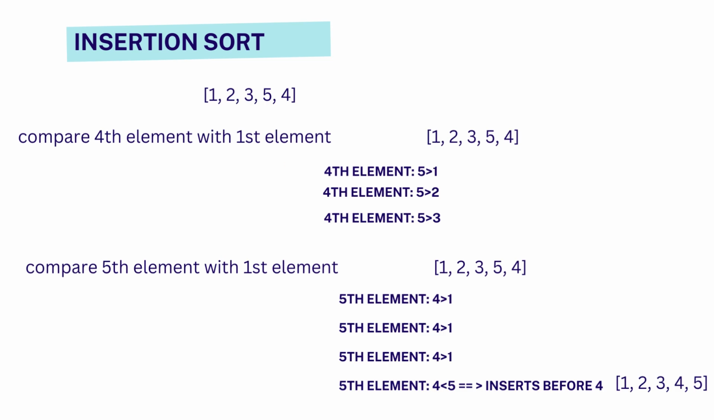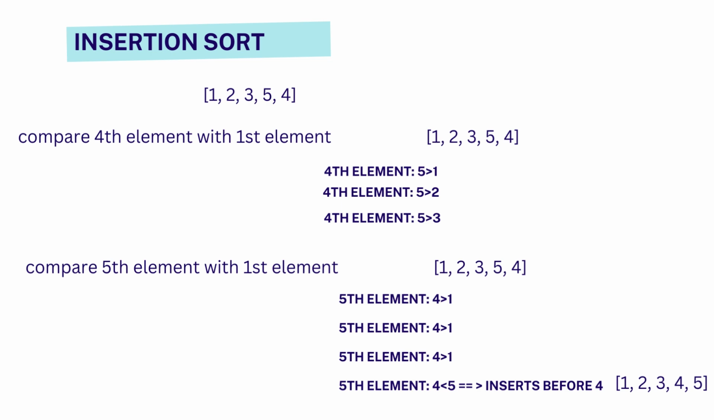This time we move on to the fourth element, which is now 5. When we compare 5 with 1, 5 is still bigger. So we move on to compare it with the second element, 2 and 5. 2 is still smaller. Then we compare with the third element, 3 and 5. 5 is still bigger. So 5 stays at its original place, and the fourth element doesn't change.